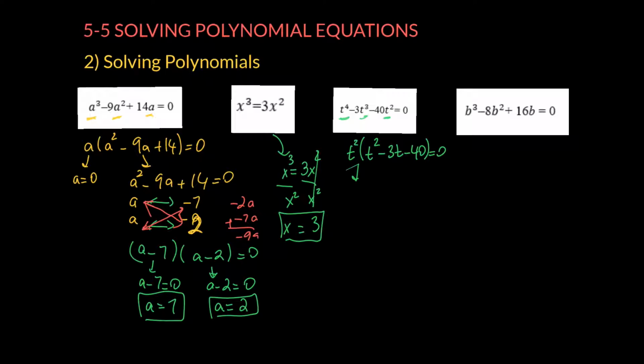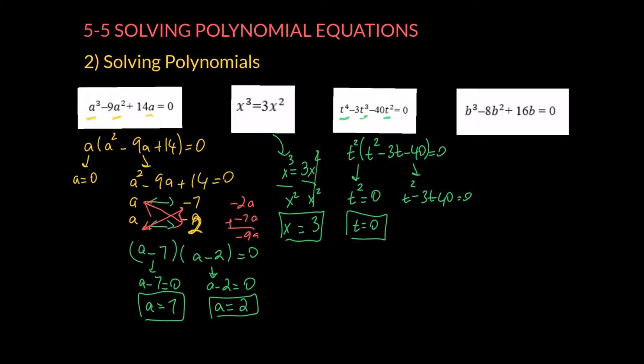Here's how we solve it. Follow the same pattern. Either the first one is equal to 0 or the second one is equal to 0. If the first one is equal to 0, that means t² is 0, which leads us to this. Take the square root of both sides, we end up with t = 0.